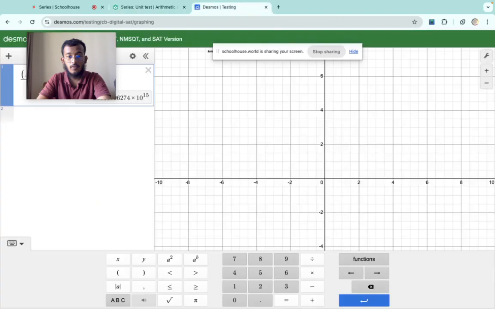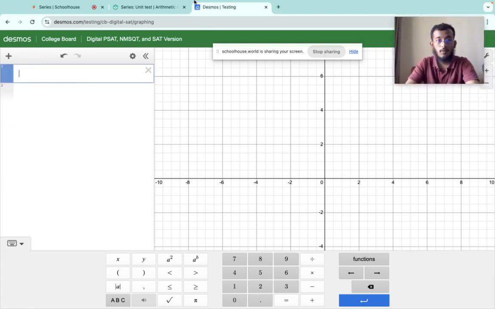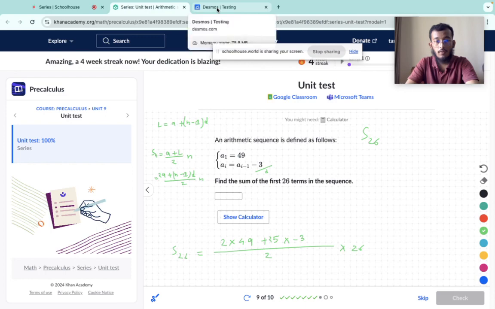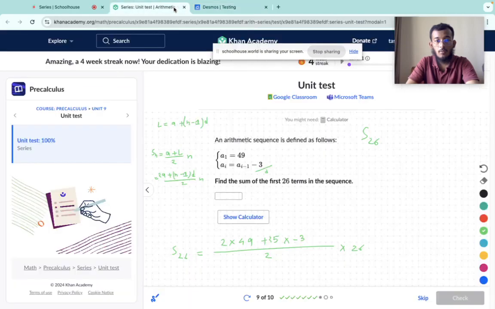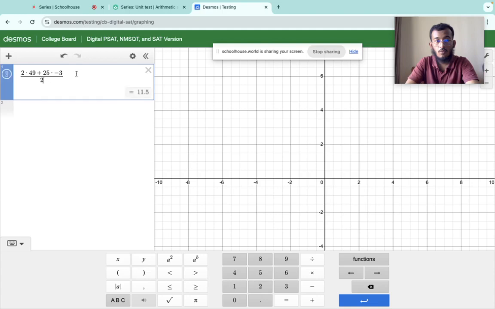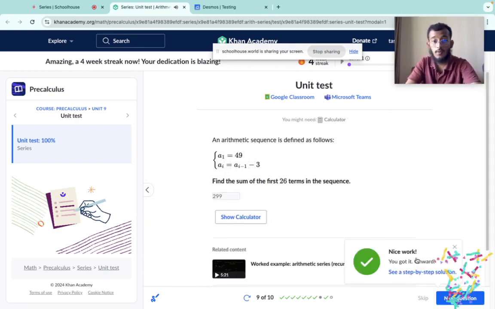I think Desmos is really quicker and more convenient for me. So we have 2 into 49 plus 25 into negative 3, times 26 over 2, and that gives us a value of 299. So I think the answer will be 299. There we go. Last question.